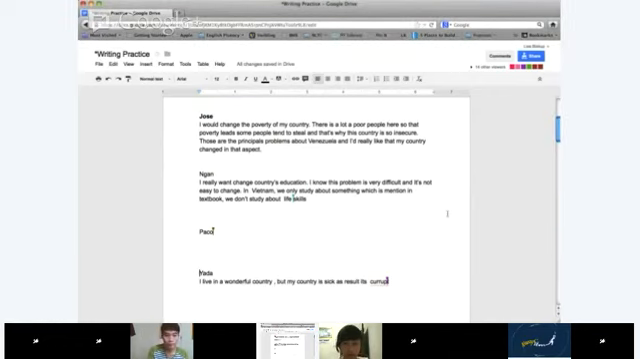Okay. I would change the poverty of my country. There is a lot of poor people here, so that poverty leads some people tend to steal, and that's why this country is so insecure. Those are the principal problems about Venezuela, and I'd really like that my country changed in that aspect.